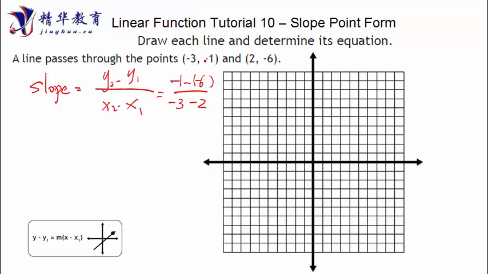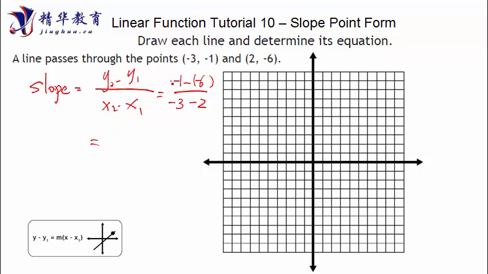As I said, you want to use this point minus the other point. It must be the same order. This is y1 minus y2, and this is x1 minus x2. You have to be consistent. You cannot use this one minus this one in one place and this one minus this one in the other, or you get the wrong number. Okay, good.